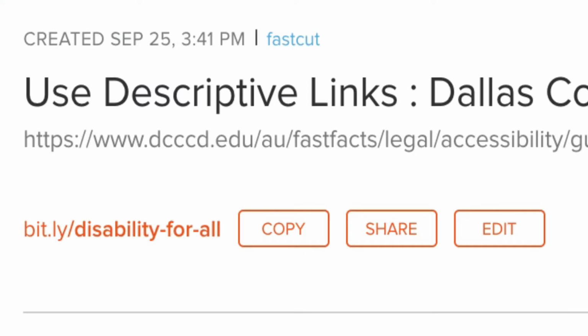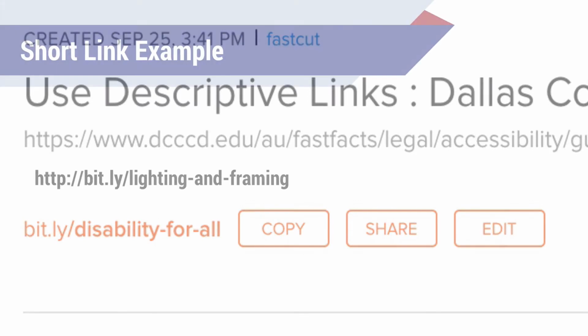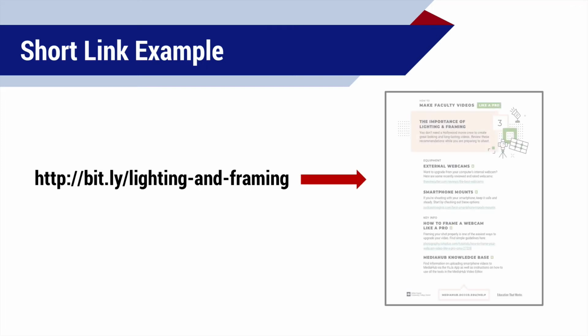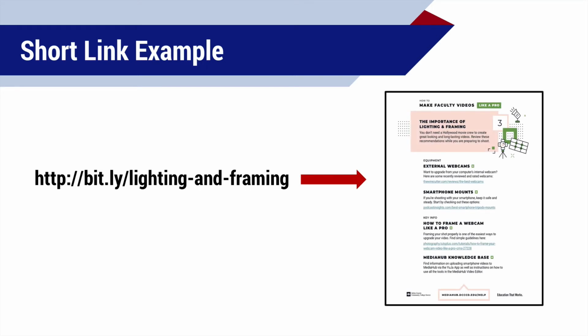And one final tip. If the material you want to distribute, both digitally and in hard copy, has a number of links in it, you may want to create a single short link to the entire document or page rather than creating a short link for each link individually. That way, your readers only need to manually enter one URL.